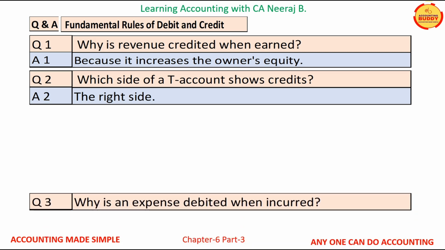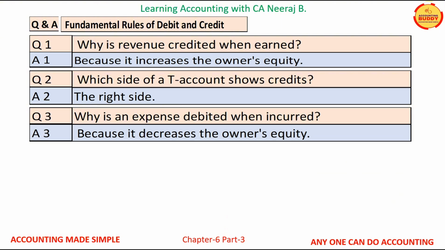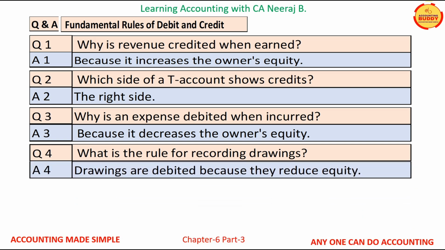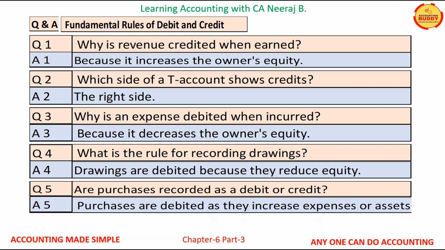Question number 3, why is an expense debited when incurred? The answer is because it decreases the owner's equity. Question number 4, what is the rule for recording drawings? The answer is drawings are debited because they reduce equity. Question number 5, are purchases recorded as debit or credit? The answer is purchases are debited as they increase the expense or the assets.